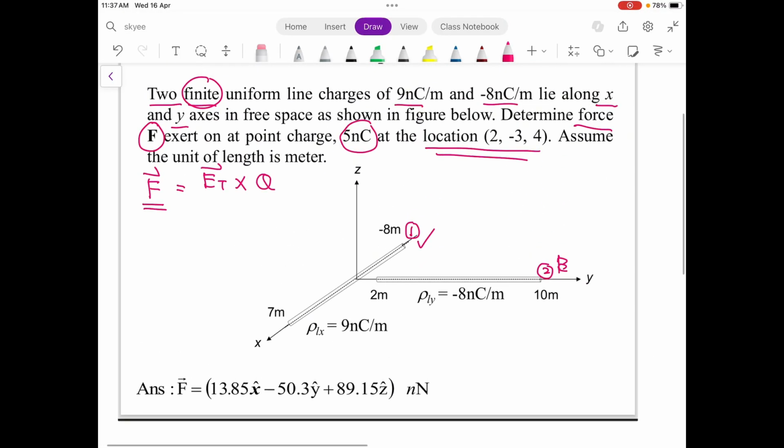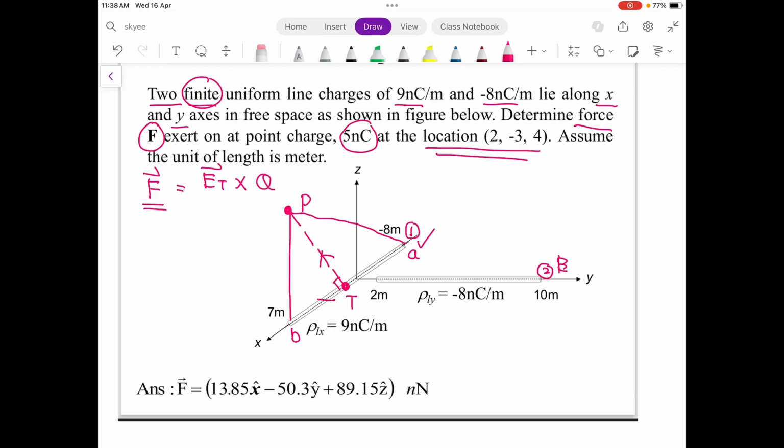So let's locate the observation point first. The observation point is (2, -3, 4), somewhere here. Remember we have to label A and B, where A usually has a smaller value and B has a larger value. Then we have to find the point T. This point T will form 90 degrees when you connect it to the point P.